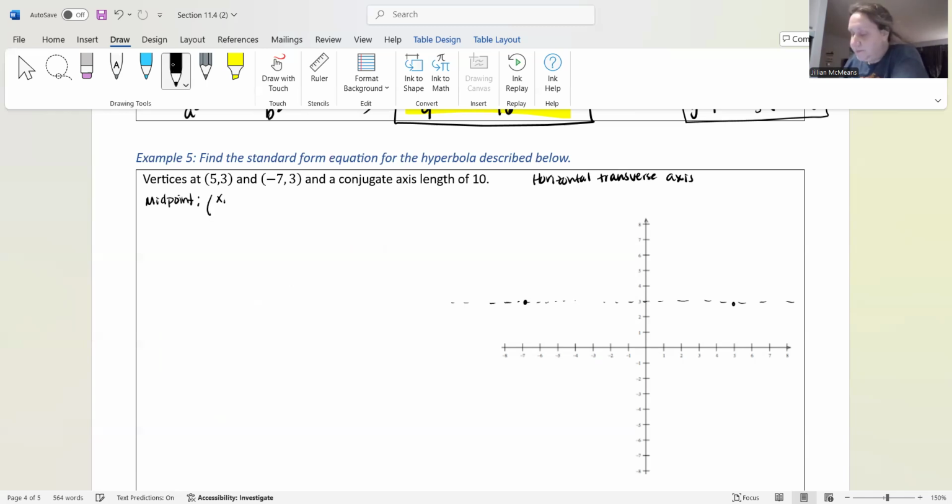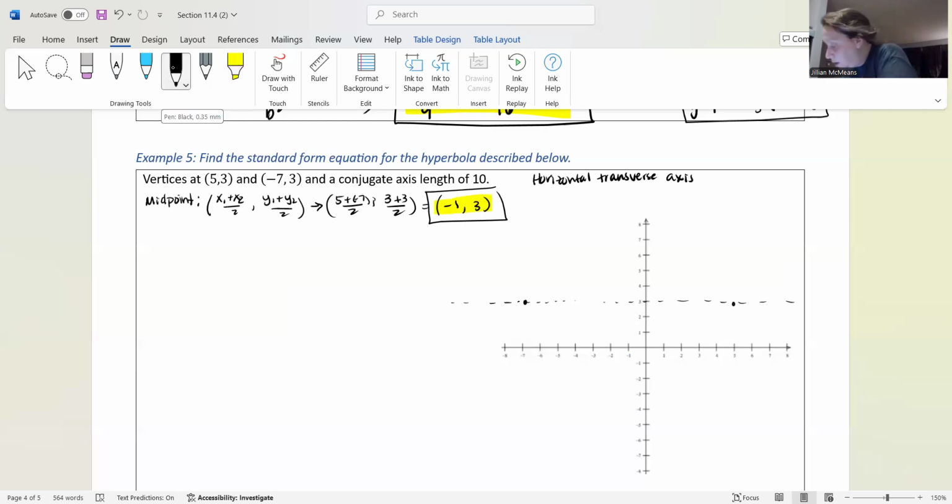So you take your x's, divide by 2. You take your y's, and you divide by 2. And this is going to give us our center. So the x's, we have 5 plus negative 7 over 2, comma, 3 plus 3 over 2. So 5 plus negative 7 is negative 2. Negative 2 divided by 2 is negative 1. 3 plus 3 is 6. 6 divided by 2 is 3. So we have our center, at the ordered pair negative 1, 3.